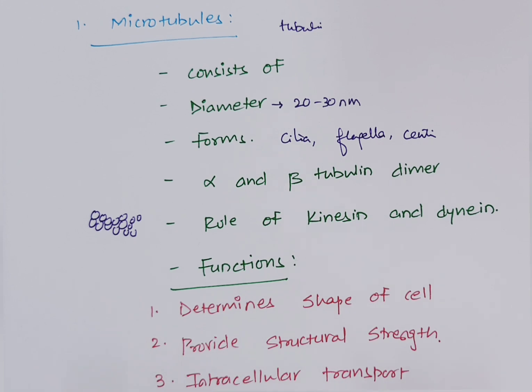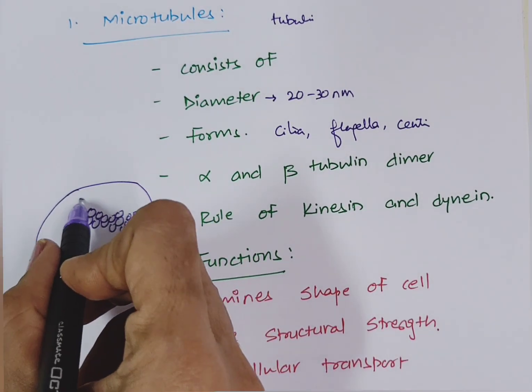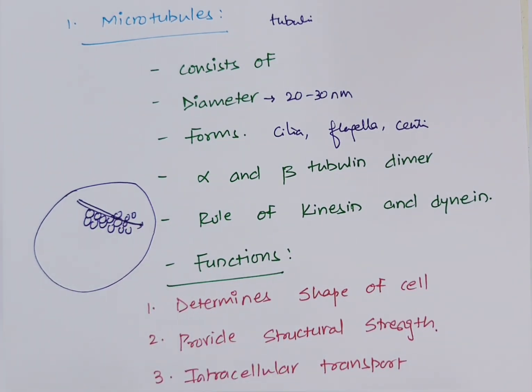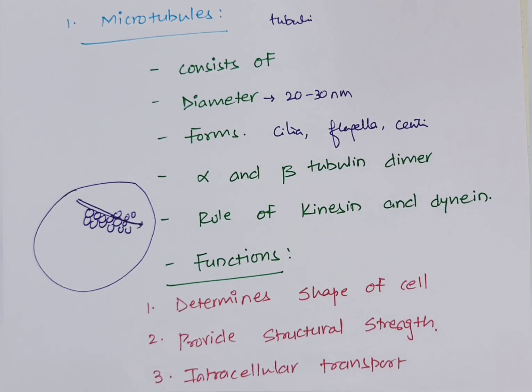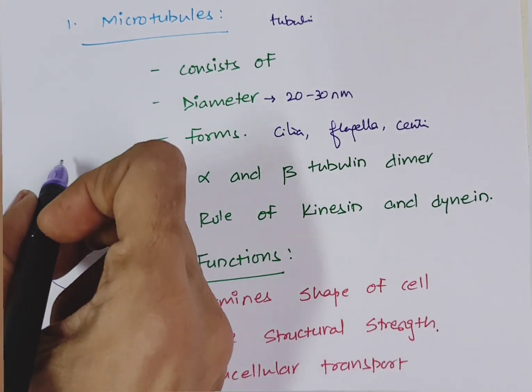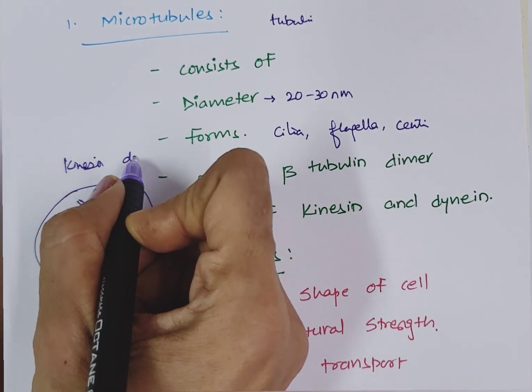What is the function of the microtubule? They are important for the movement of intracellular vesicles. If a vesicle has to move from one part of the cell to another part, it moves by sliding on the microtubules. Now this movement is driven by motor proteins. These motor proteins are of two types: one is kinesin and the other is dynein.